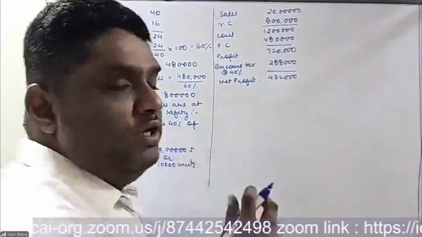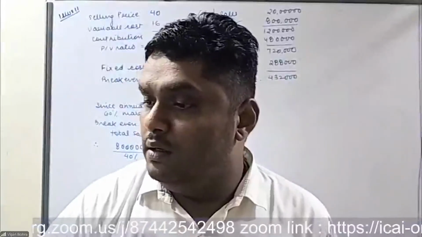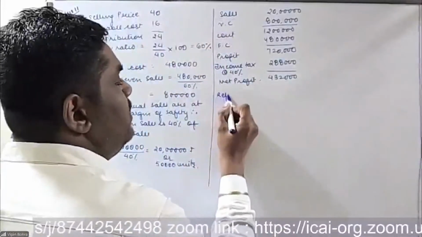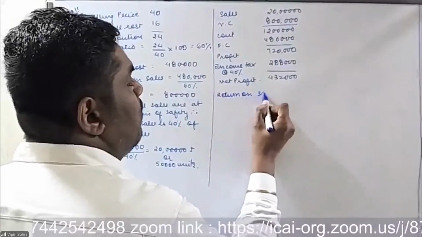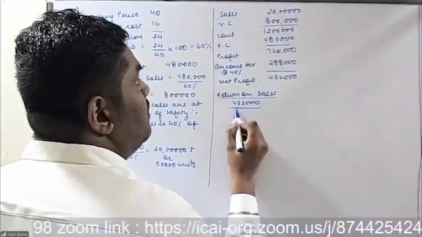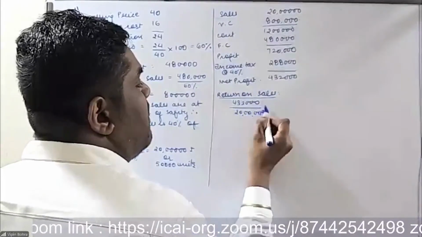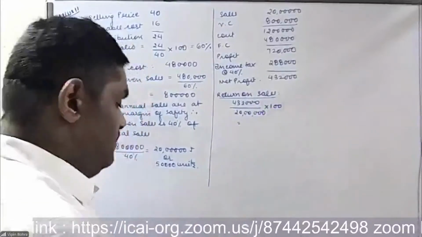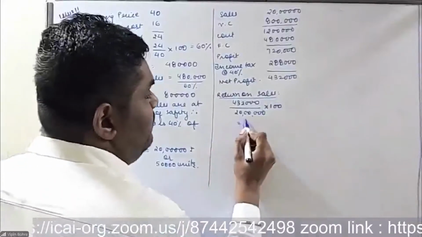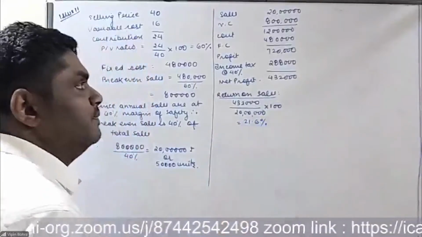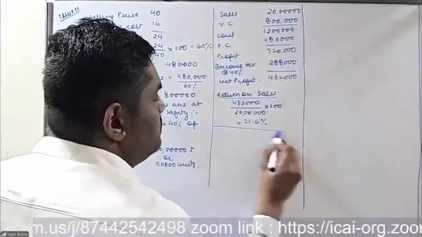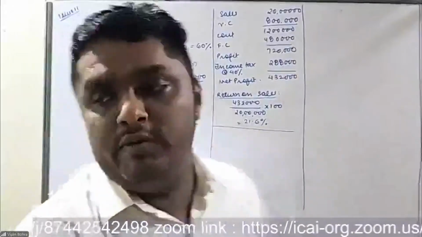So the question is asking us to calculate the net return on sales. So return on sales will be 4,32,000 divided by 20 lakh. That is 21.6%. If you guys have any doubts or queries in this part, you can please post your queries. I'm done with the first part of the question, illustration number 11.